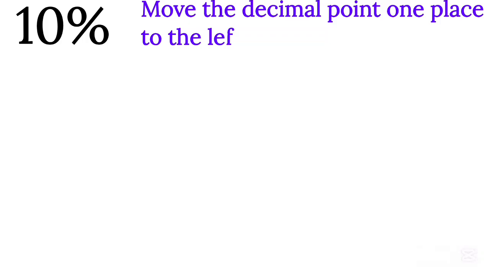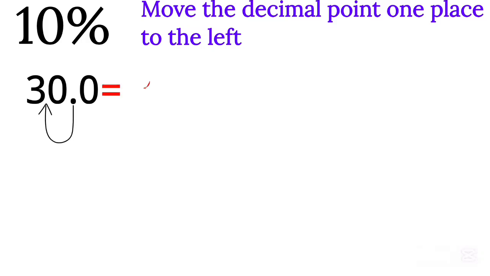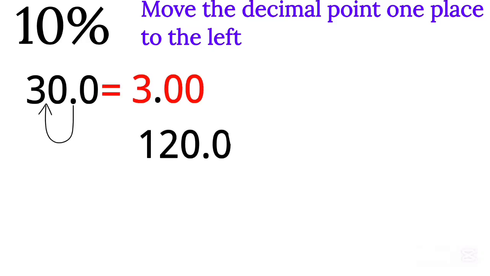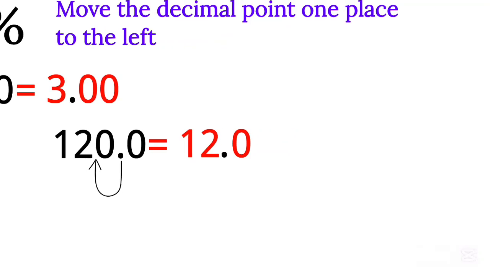The method is simple. To find 10% of any number, move the decimal point one place to the left. Take the number 30. Move the decimal one place to the left. 10% is 3.0. Take 120. Move the decimal one place to the left. 10% is 12.0. Every shortcut after this depends on what you just learned.